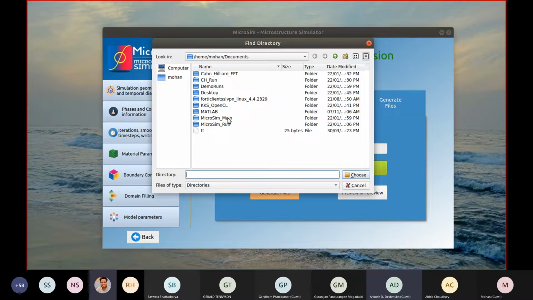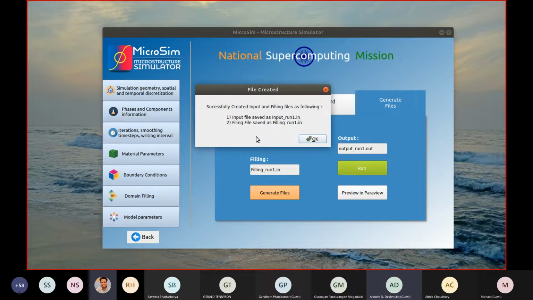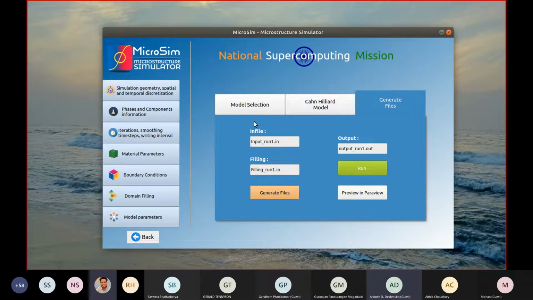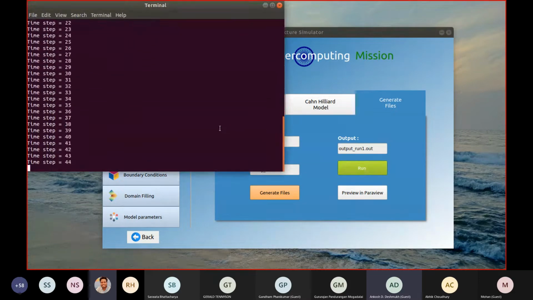So generate input file, demo runs. So choose. Okay, the filling is done and the input parameters are done. But as we enable this spinodal, the spinodal flag is going to overwrite and disable this filling. So that is taken care of. I'm going to run. So it is running.